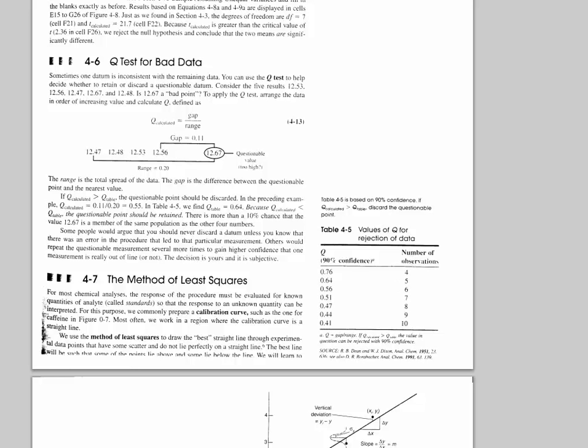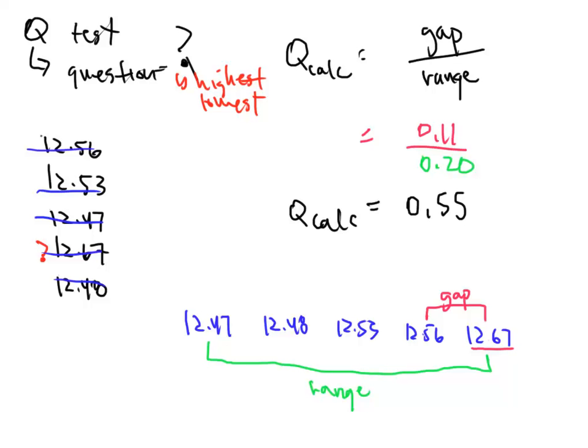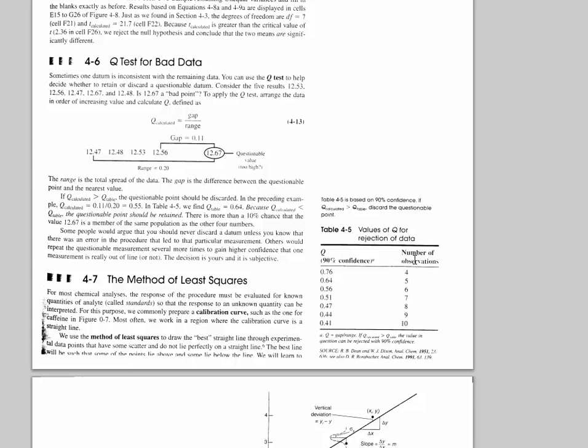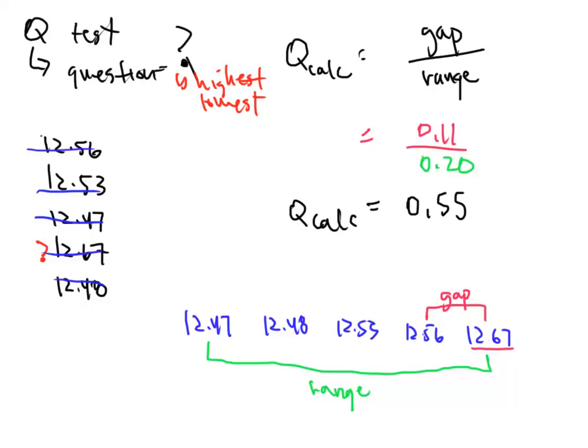So if I go back and I count the number of data points, 1, 2, 3, 4, and 5, I'm going to go to this table and I'm going to go down to number 5, and I'm going to come over and I see a 0.64. So my Q calc and my Q table. My Q table's 0.64. So 0.64.